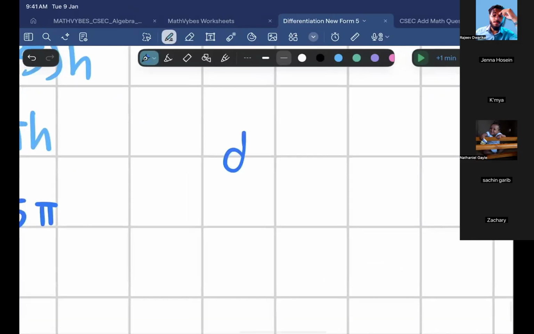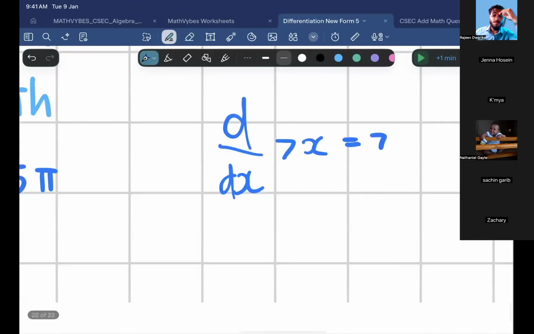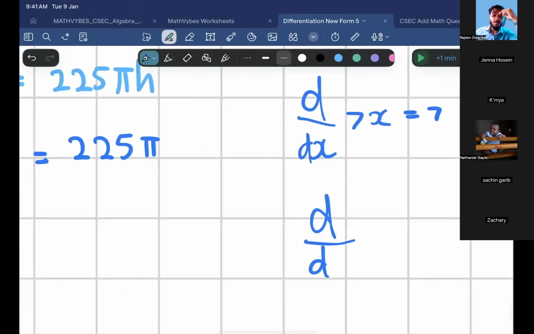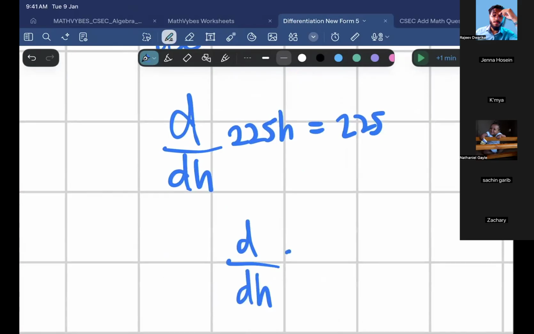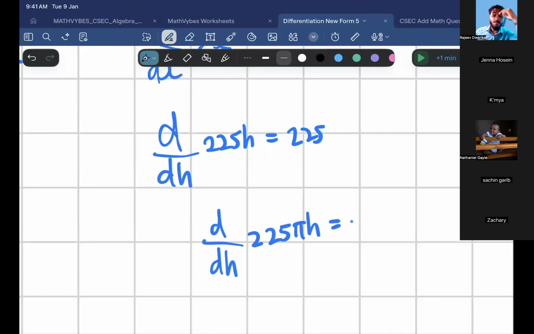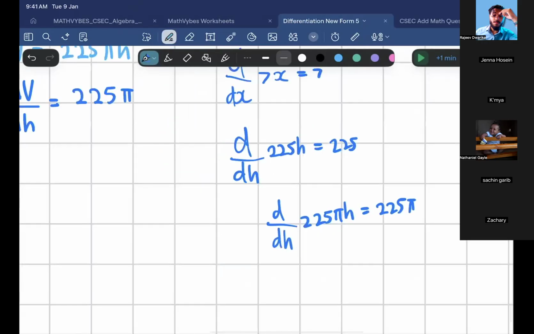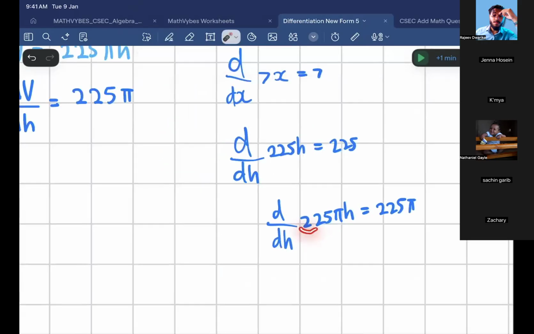if I ask you to differentiate, say, 7x, what do you get? 7. Okay. If I ask you to differentiate 225h, what do you get? 225. Okay, if I tell you to differentiate 225 pi h, what do you get? Well, 225 pi. Yeah. Pi is a constant, pi is not a variable. H is a variable. You understand now? I understand, sir. All right, cool.